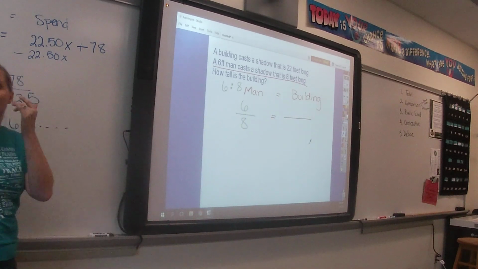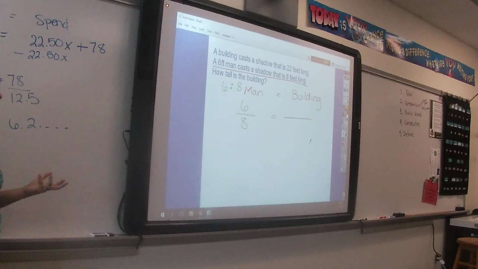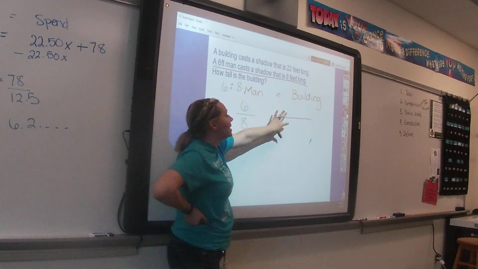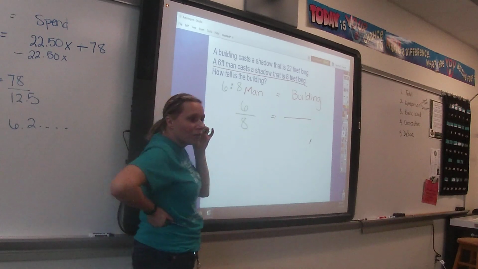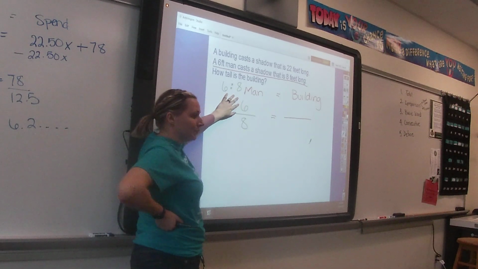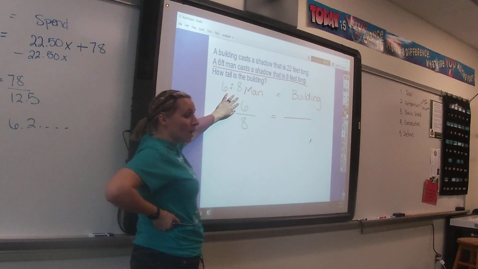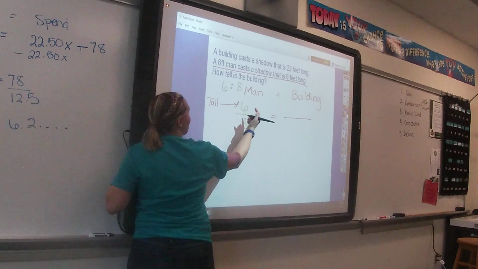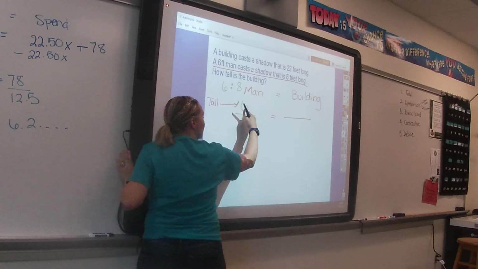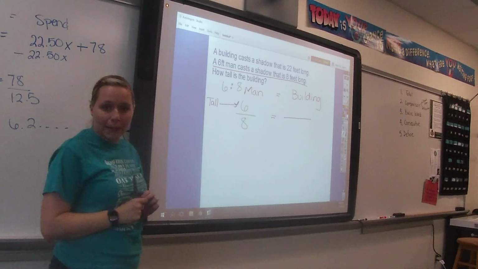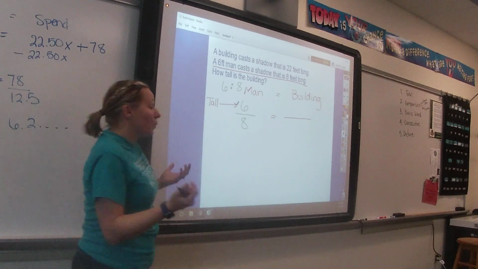The key is that you cannot divide in whatever order you want. Whatever order you divided by over here is the same order you have to divide by over here. Okay, so what is this 6 representing? How tall it is. So if we go this direction, this is the man's height. Now we need the building's height. How tall is the building? X, we don't know.